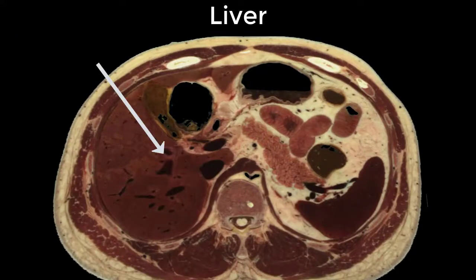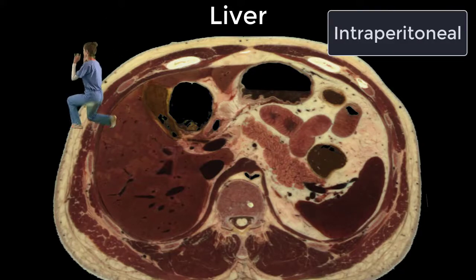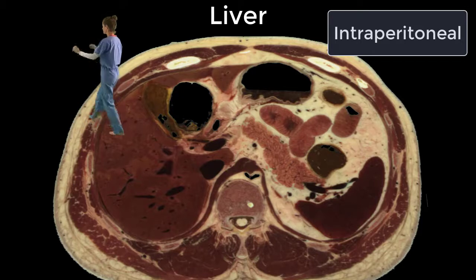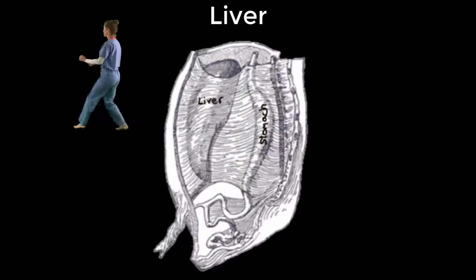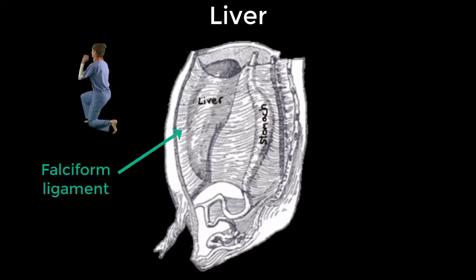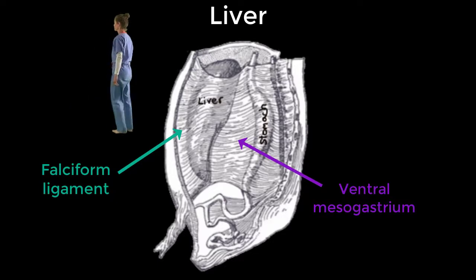Liver. The liver is intraperitoneal and also is suspended by 2 mesenteries. At the beginning of its development, the liver was connected to the anterior abdominal wall by the falciform ligament and to the ventral surface of the stomach via the ventral mesogastrium.